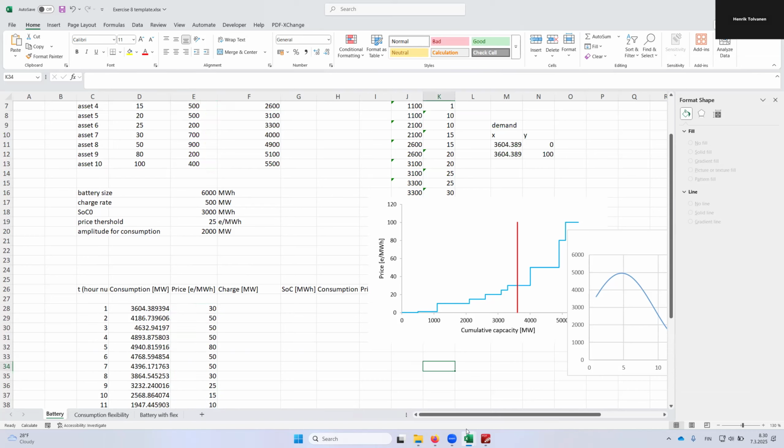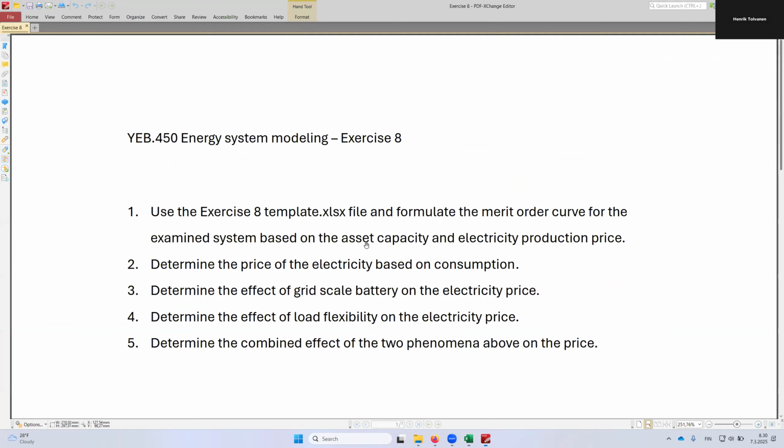Then the assignment, actually, we went, well, based on the asset capacity and electricity production price. So the second part, determine the price of the electricity-based consumption. This was done. And then determine the effect of grid scale battery on the electricity price.